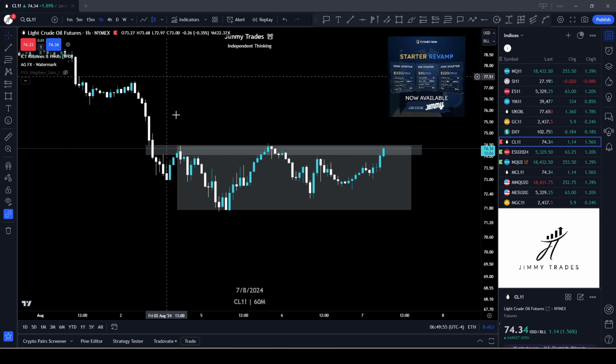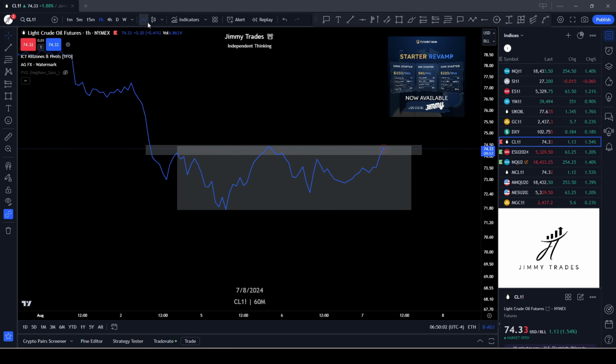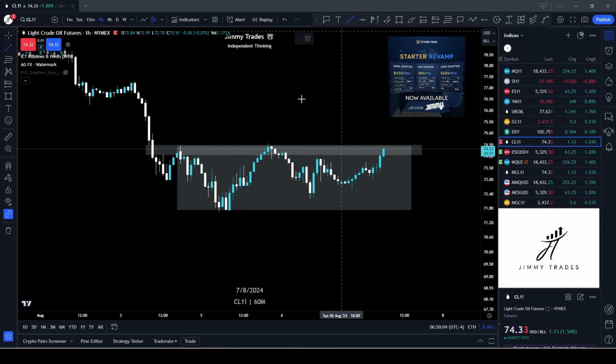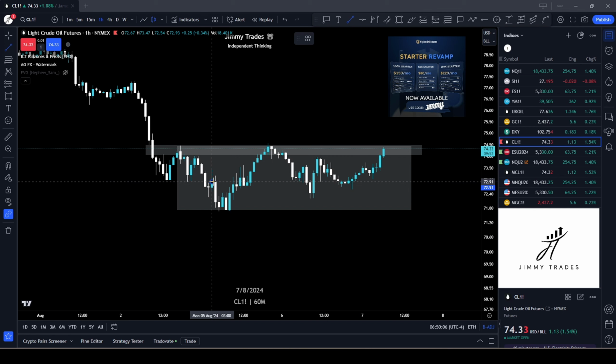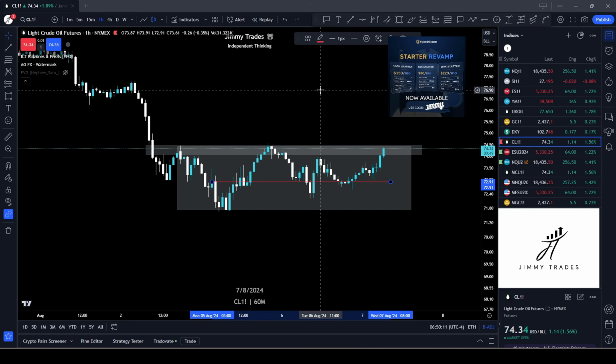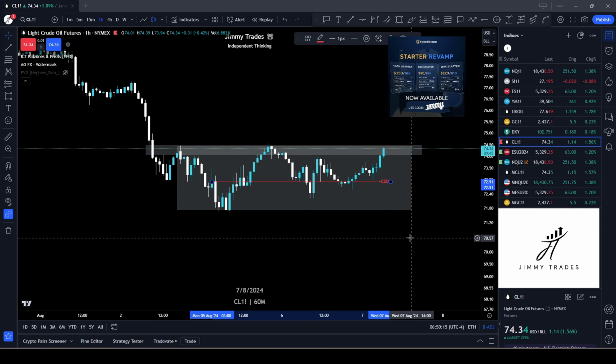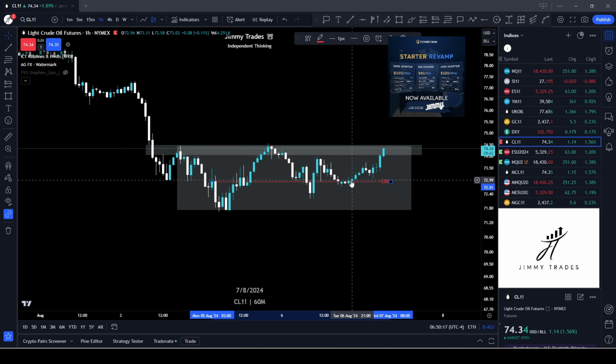Just looking to see a change in the state of delivery. Should likely be this level here. So it would be a bullish change in the state of delivery. This is the leg that swept liquidity. The price has respected that level.